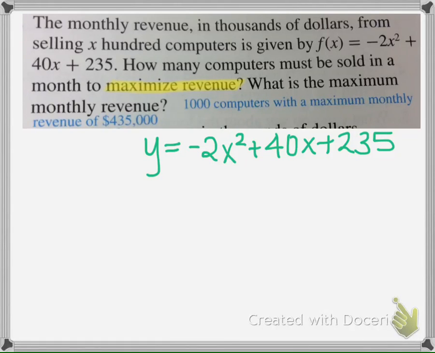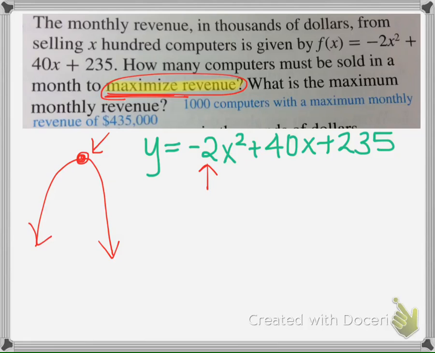Okay, so we're asked to find the maximum revenue. So we have this function here. We know it goes down because the a value here is negative. So we want to find this point right here, the highest point, the maximum point. So that would be the highest point of the parabola. So that would be the vertex.